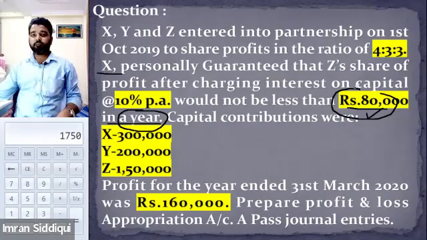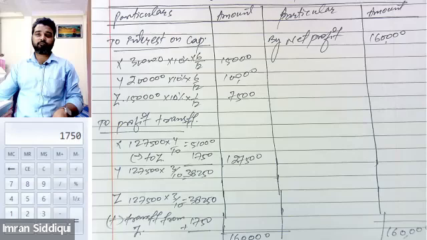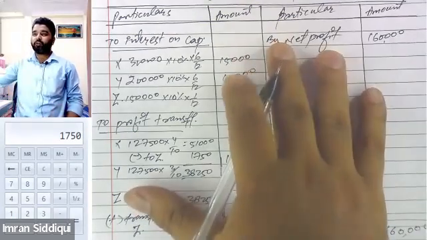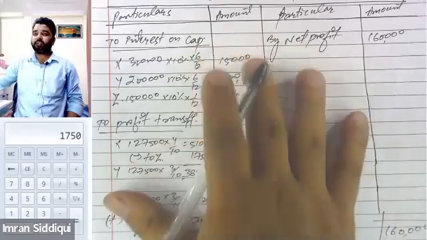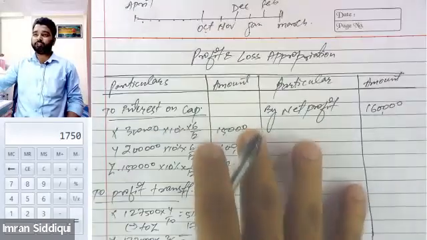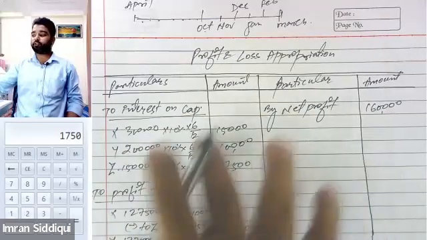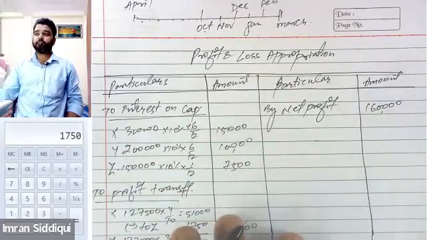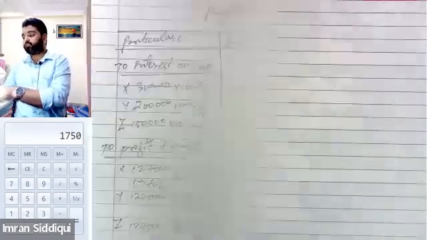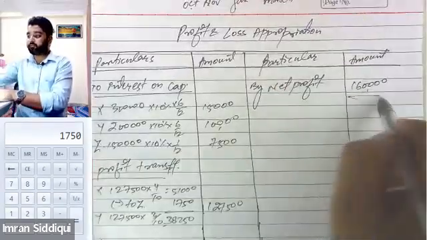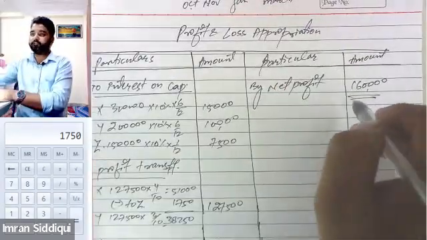Journal entry will be made for which transaction? For which transactions do we need to pass the journal entries? For all the transactions that have been entered in the P&L appropriation, everything that we have done in the P&L appropriation, we need to pass the journal entry for all these things. So first of all, we will pass the journal entry for the net profit.